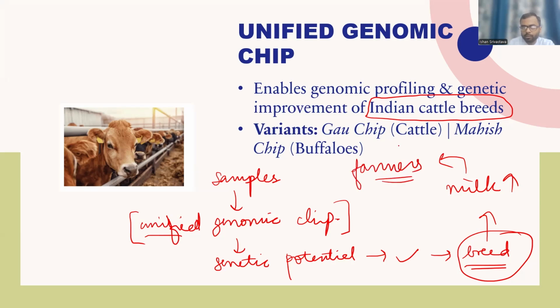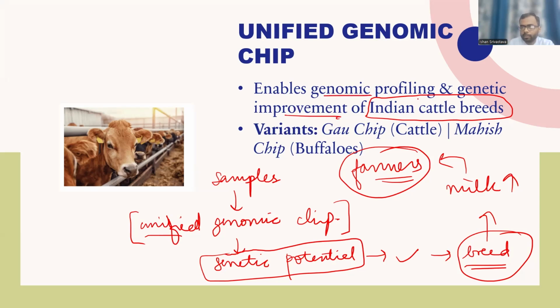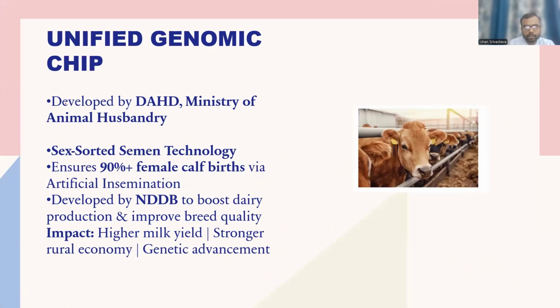Right, so this unified genomic chip is going to help farmers in this way: it is going to help them identify which of the cattle has a higher genetic potential, right? So it will enable genomic profiling and the genetic improvement of Indian cattle breeds. There are two kinds of chip, Gaw chip and Mahesh chip, which is for buffaloes. Gaw chips are for the cows, right? And it has been developed by the Department of Animal Husbandry and Dairying under the Ministry of Fisheries, Animal Husbandry and Dairying. All right. So that is all about the unified genomic chip.